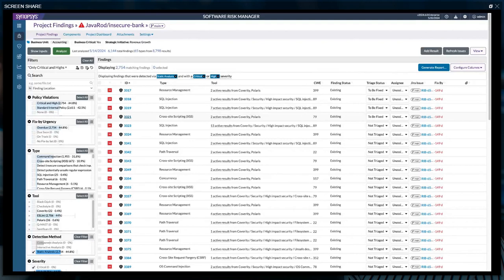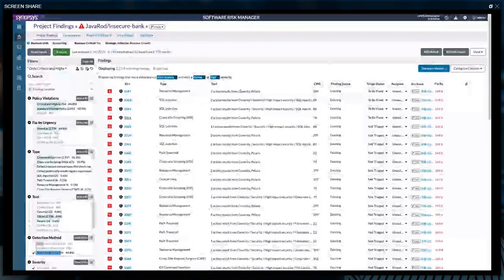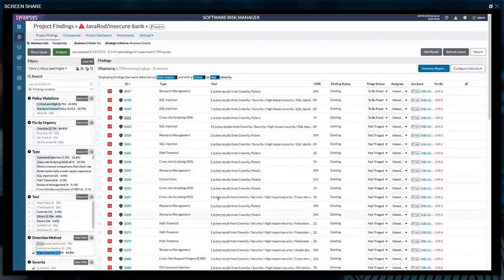And because now that you have all the vulnerabilities listed here, it makes reporting very simple.